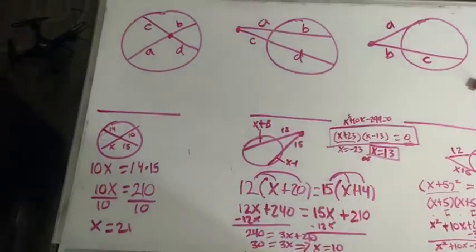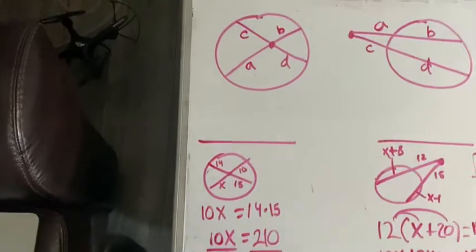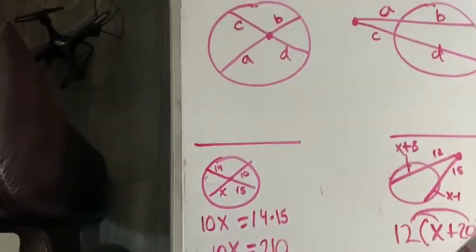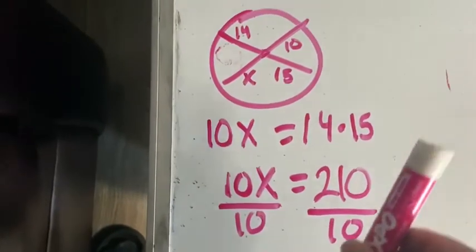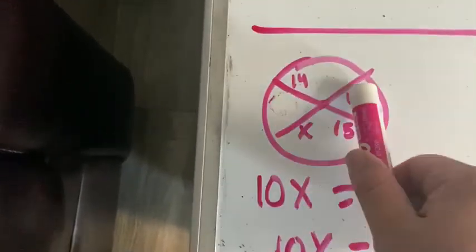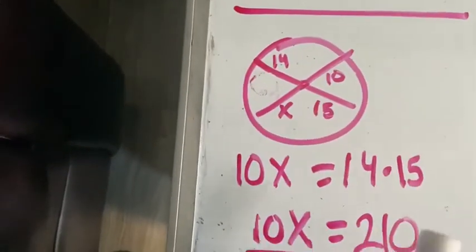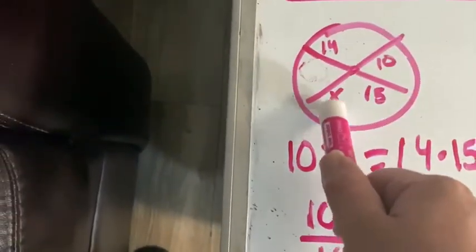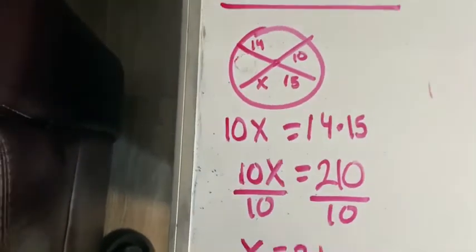Now let's go back to our first example, right? What's the first thing we ended up doing? Looking at this one, what's the first thing we ended up doing? Well, we multiplied the numbers, the values, opposite from one another. So 10 is opposite from 6, and 15 is opposite from 14. So we set those equal to one another.